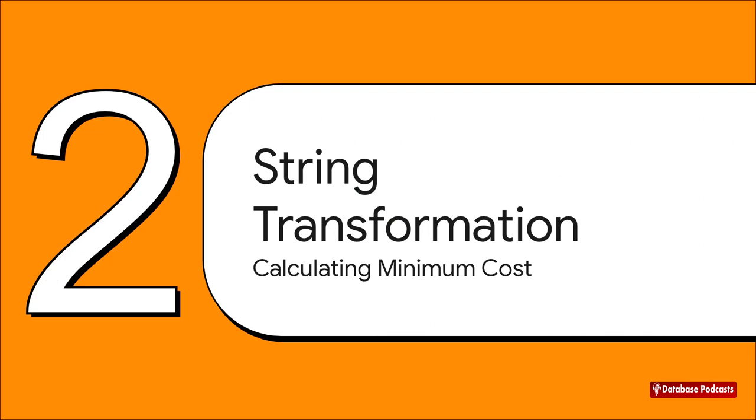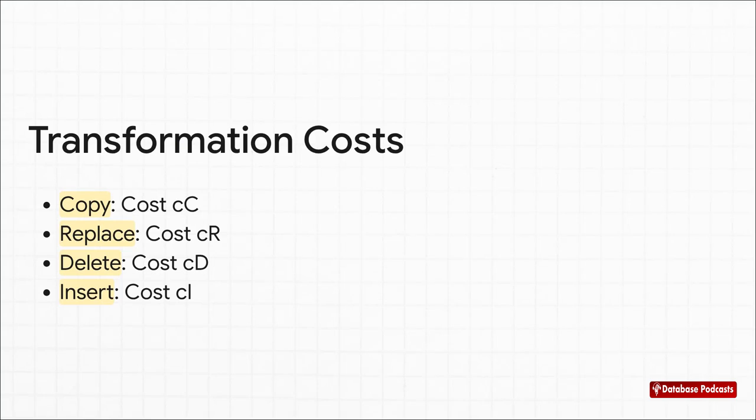Now, what's really cool is that this table building method is super versatile. It's not a one-trick pony for finding common stuff. We can adapt the exact same strategy to solve other complex problems, like figuring out the cheapest way to transform one string into another. So imagine you want to change string X into string Y.